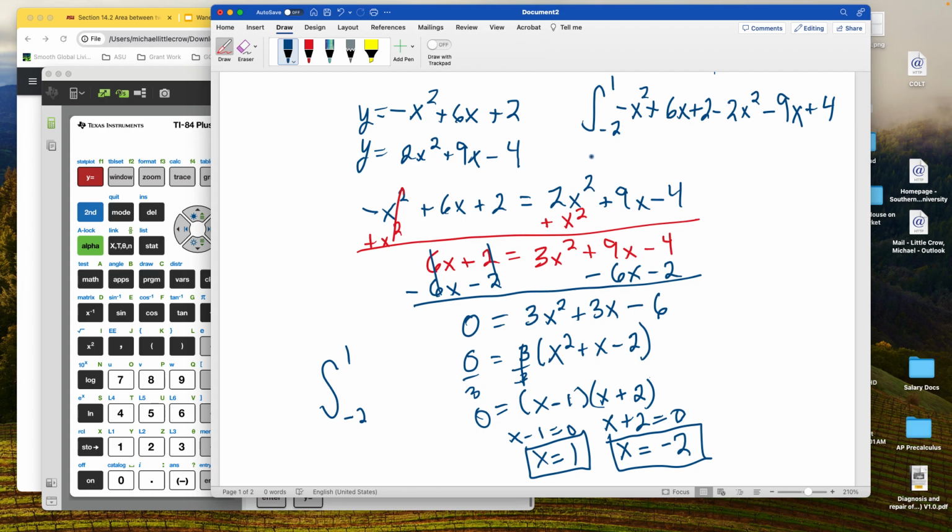We're going to combine like terms. So this will be similar to what we did throughout this. Negative x squared, negative 2x. We're going to get negative 3x squared, positive 6x, and minus 9x. We're going to get a negative 3x, plus 2 and a plus 4. We get a plus 6. We integrate that from negative 2 to 1. And then dx, I guess, you know.